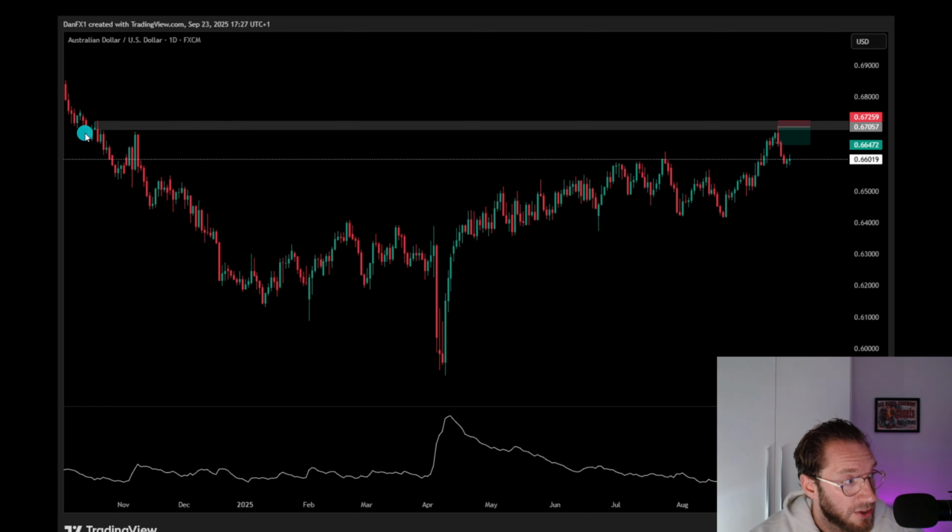Now this is literally a trade we took last week. It was Aussie dollar, US dollar short. We took a sell order just up at this area of supply. And I'm going to show you guys exactly how we identify these areas.